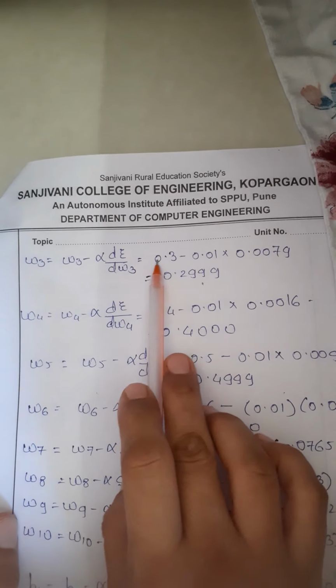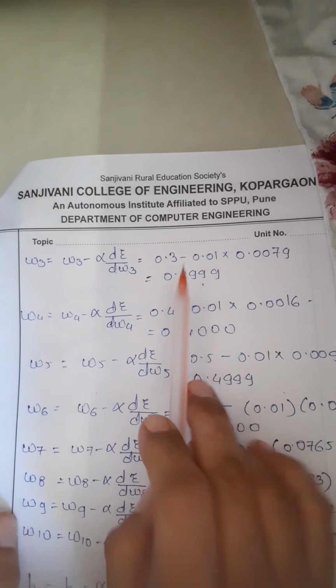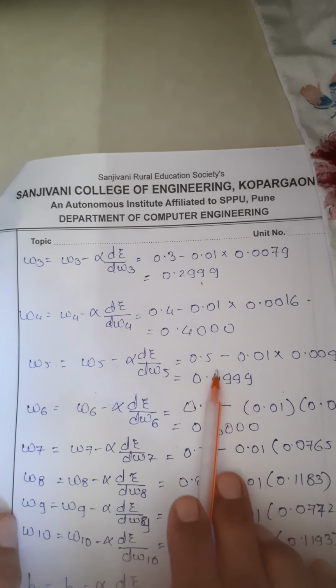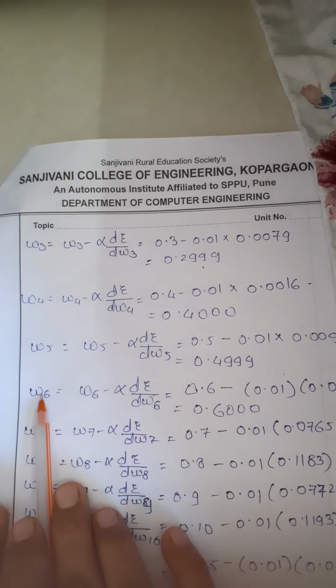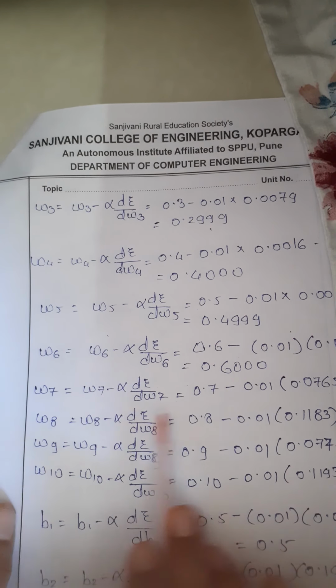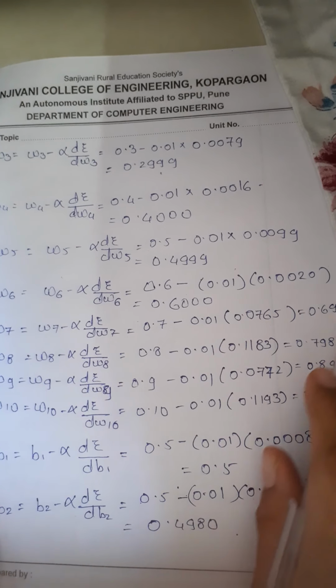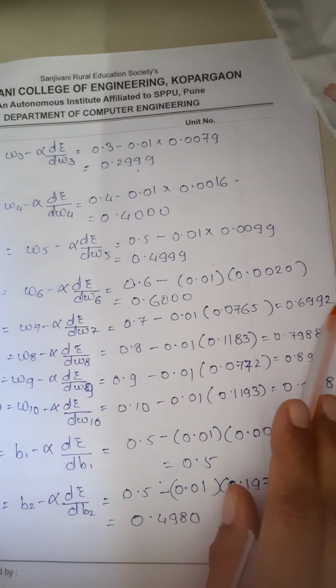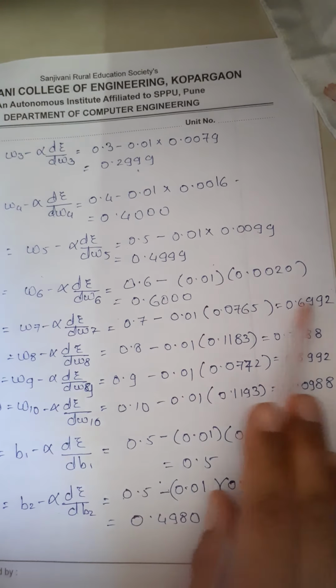Okay. So if you will see here, slight difference is there. Very slight difference. So again over here, you can see a very slight difference for W5 is there. Go for W6. Okay. So put the values. W7, you go for W7, put the values, and what is the value that you get is 0.6992. So very slight difference you can see here. Previous weight is 0.7, here you got this.